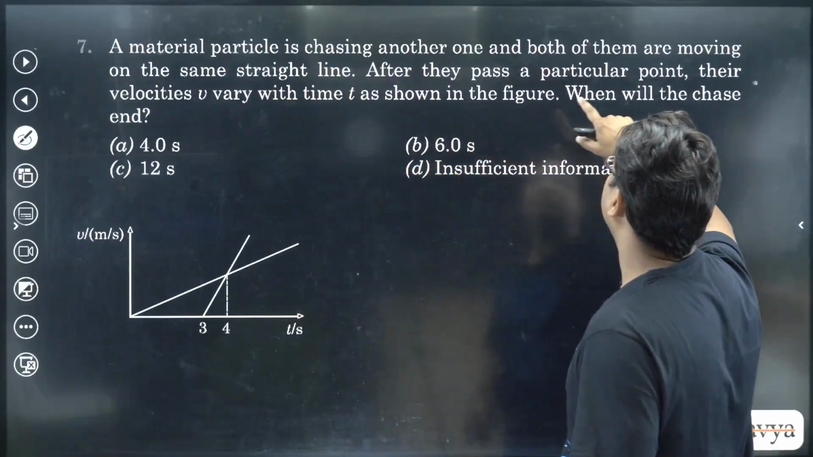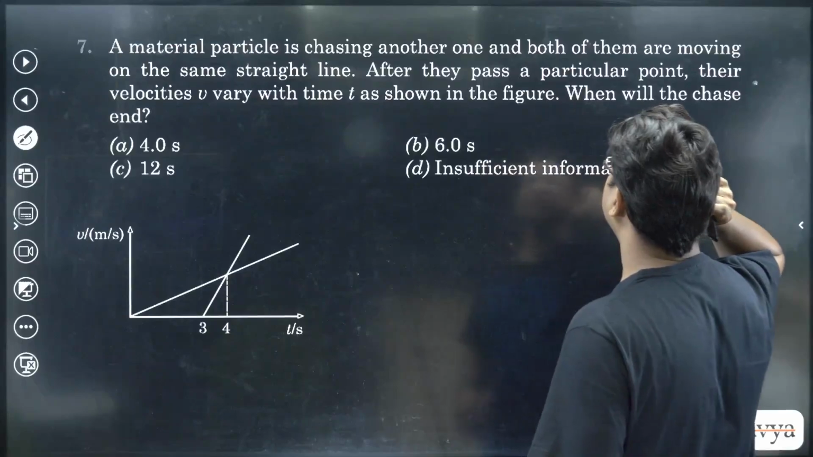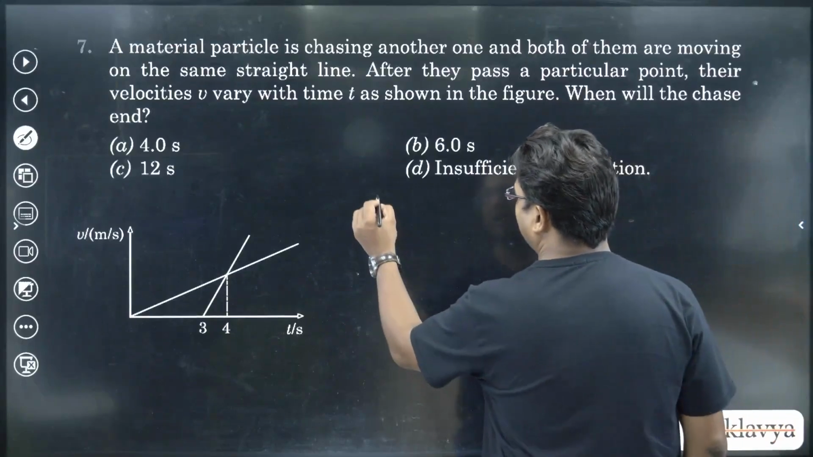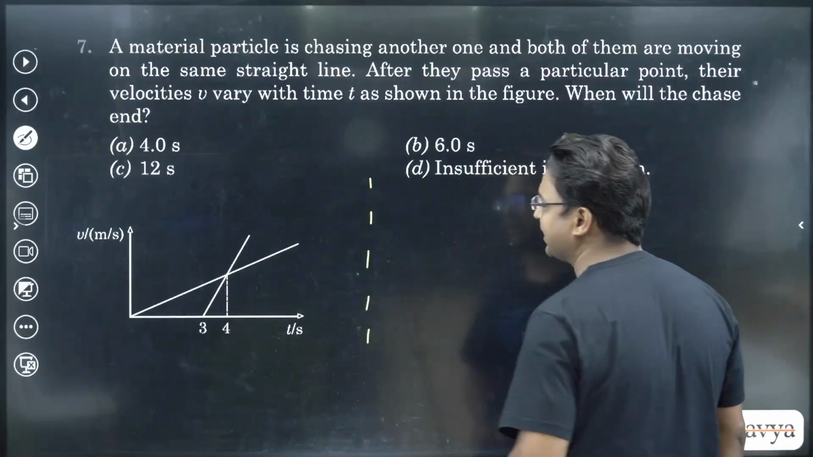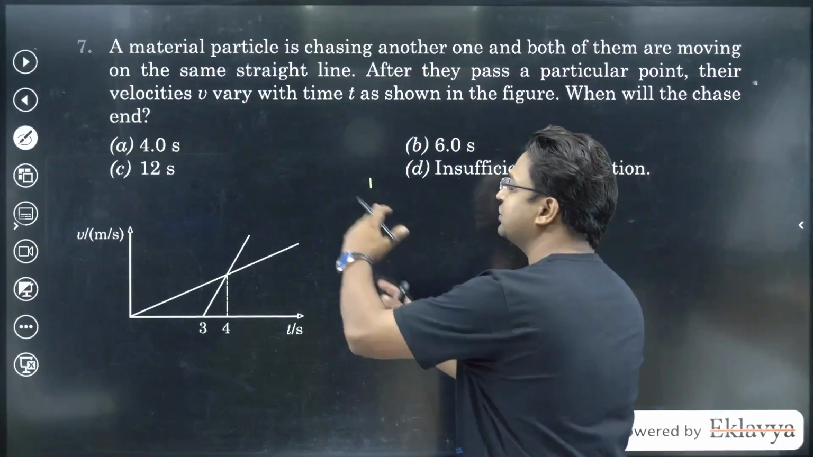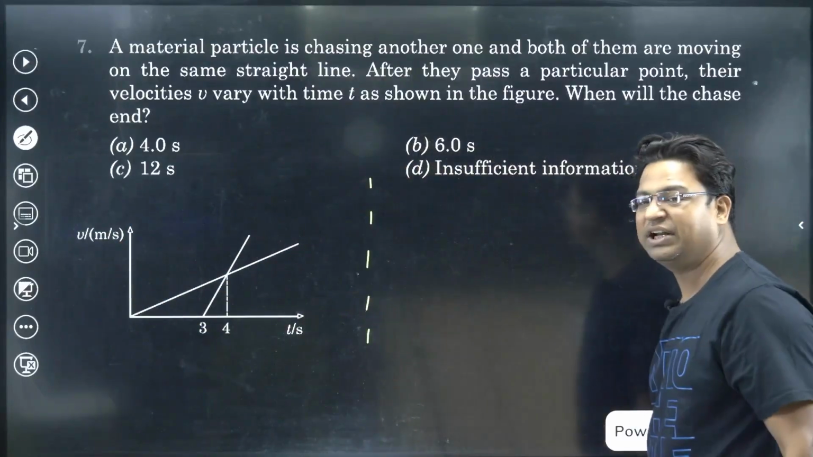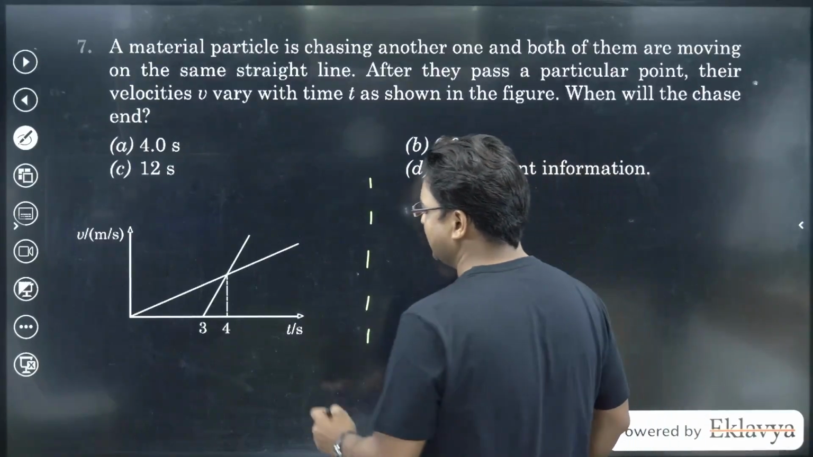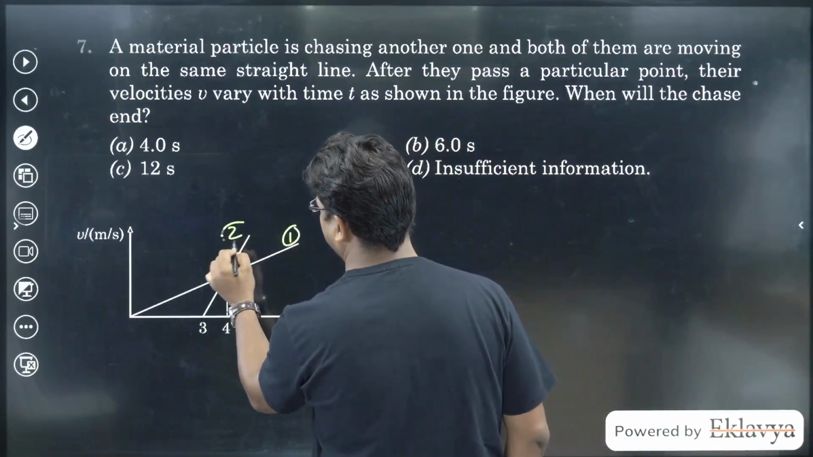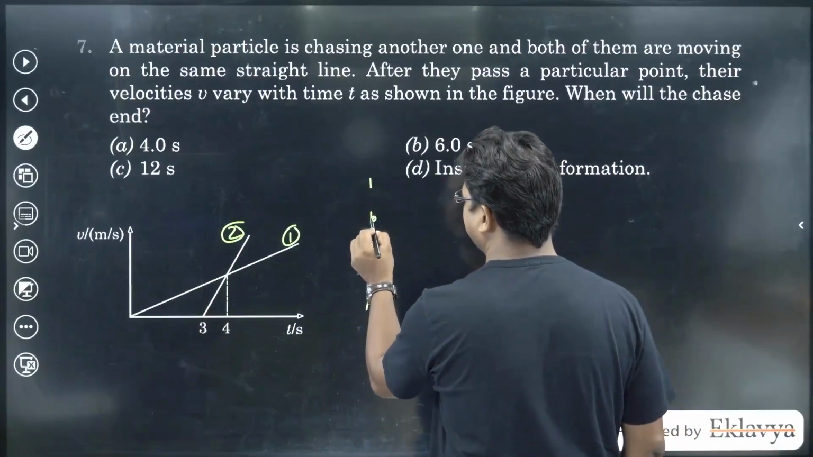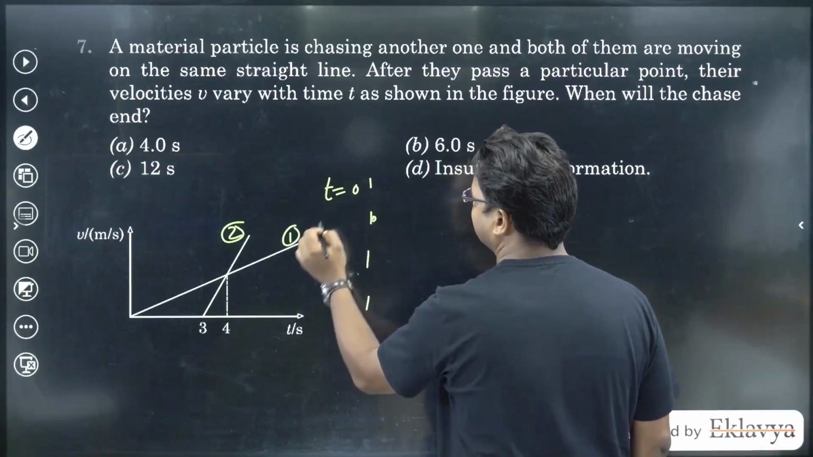Another one: both of them are moving on the same straight line after they pass a particular point. So basically, let's say this is the point after which the particle becomes visible to us. Before this something was happening, but we are not aware of it. After this the particle will travel towards this side, and then it becomes visible. So let's say this is the first particle, this is the second particle. When the first particle appears here, we start our clock. So that's t equal to 0.